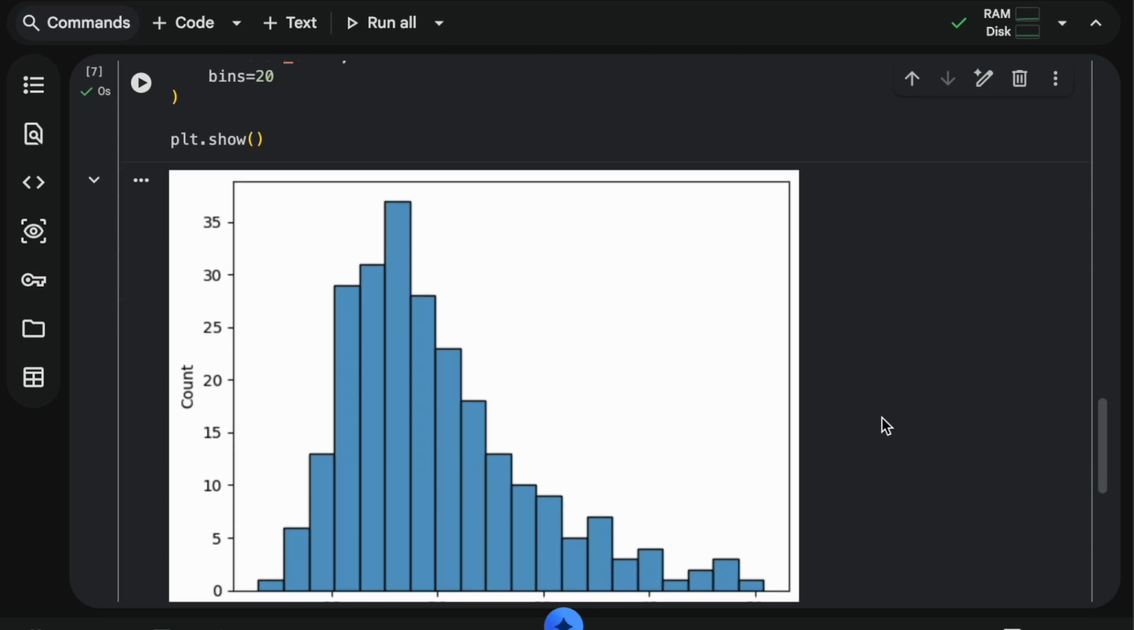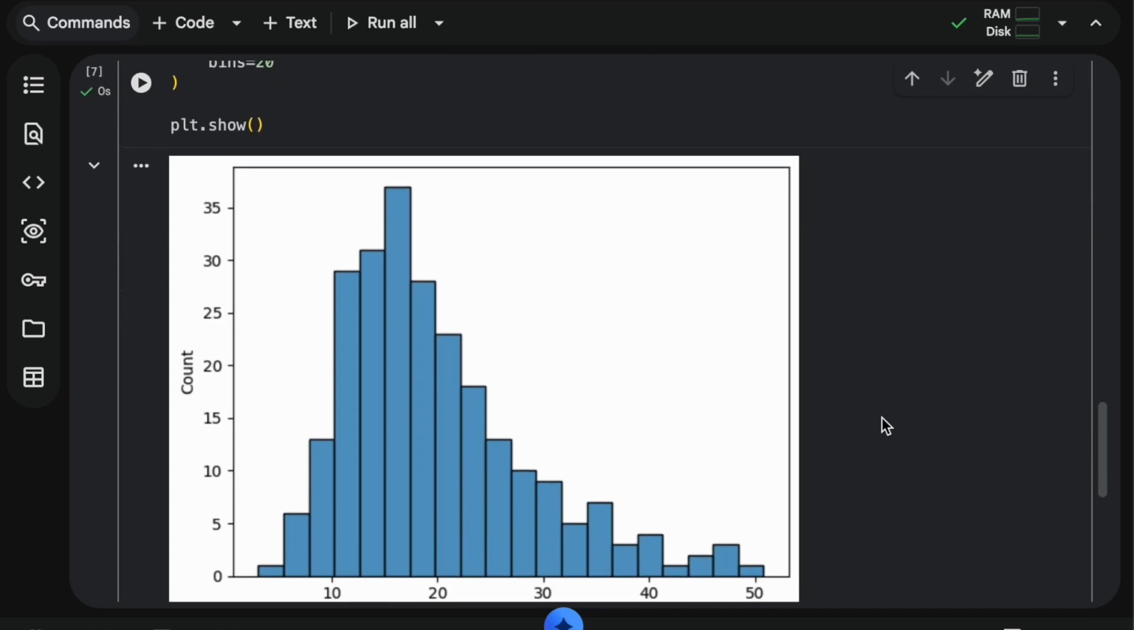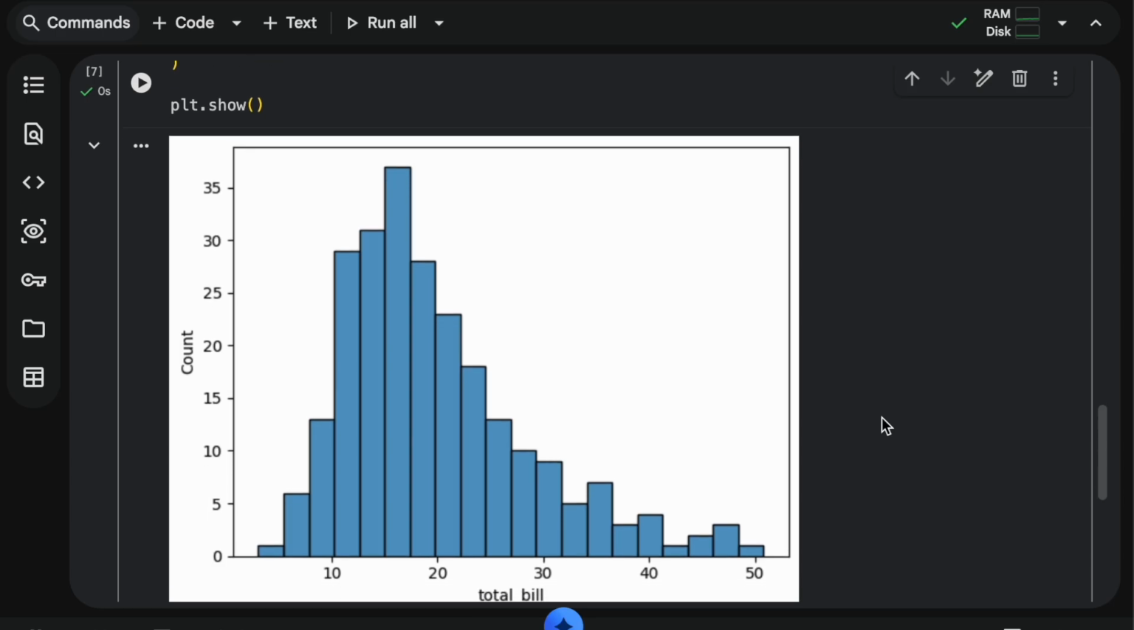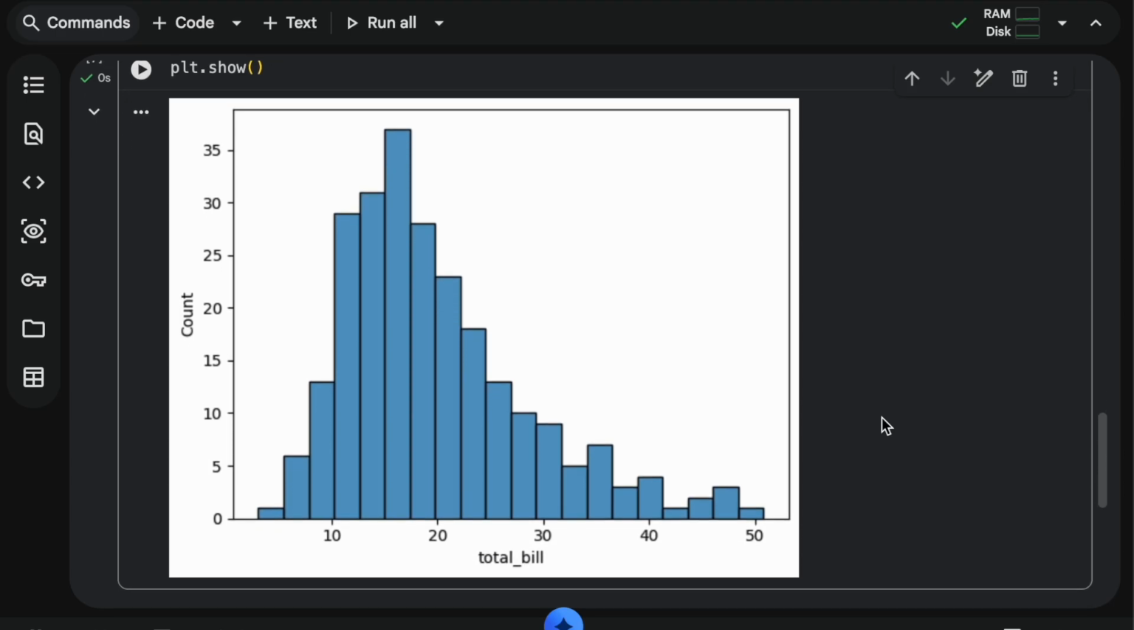The height of each bar in the histogram represents how many bills fall into that specific range. By examining these bars, we can quickly understand the general spending pattern of customers at the restaurant. For example, it is clear that lower to mid-range bills dominate, while extreme values are relatively rare.